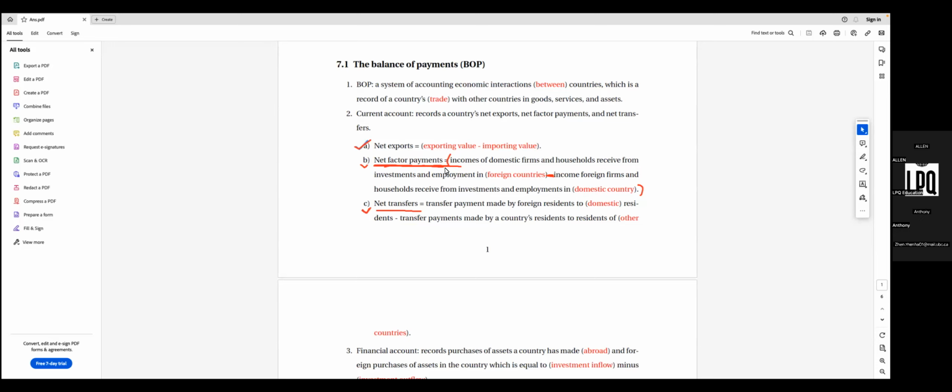Residents of one country can get money from foreign countries with nothing as a return. So this kind of money is called net transfer. Let's have an example. Now you guys are Canadians because we live in Vancouver.